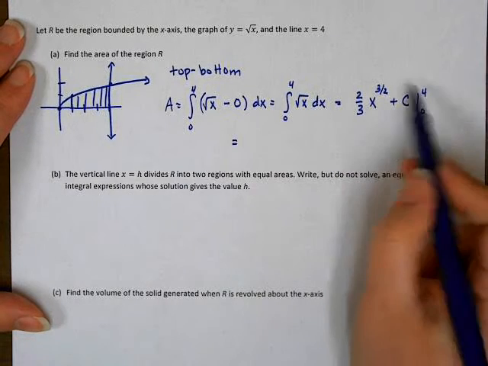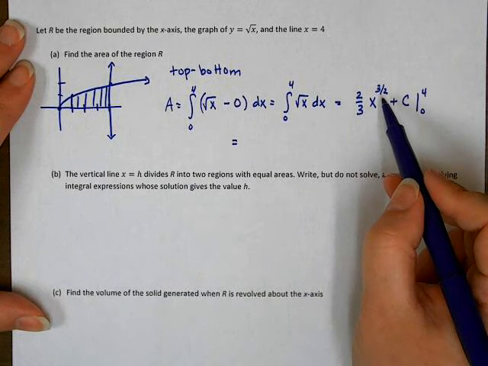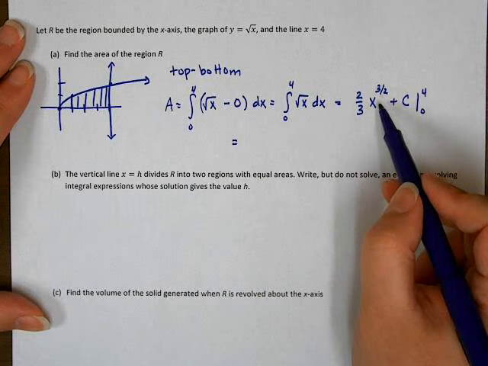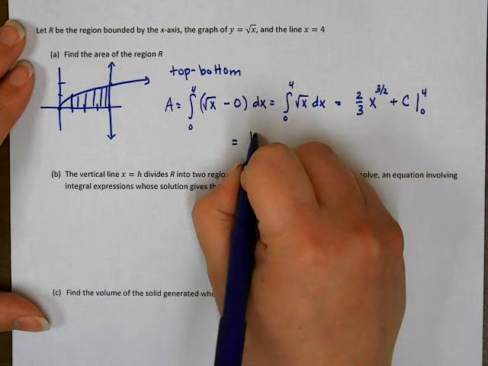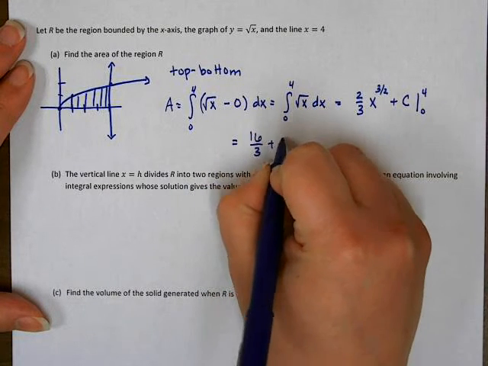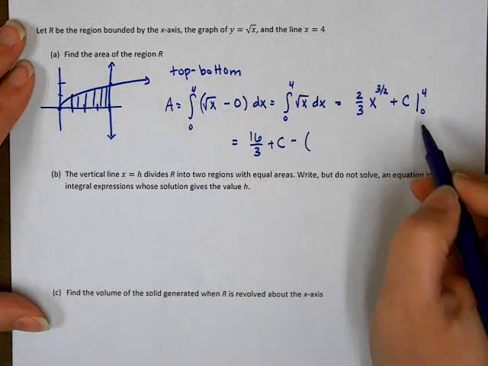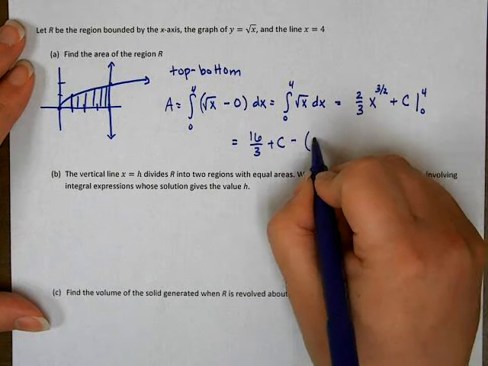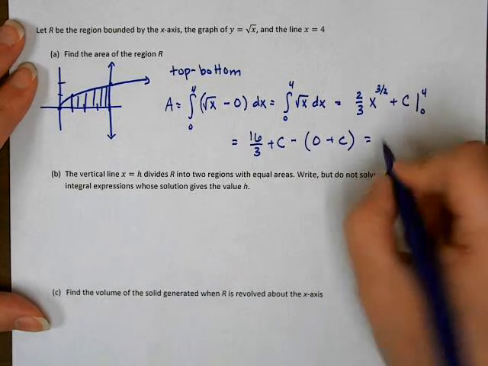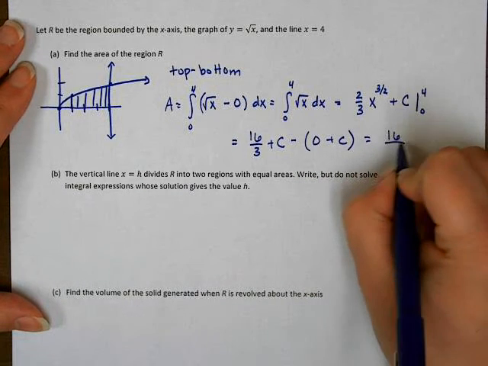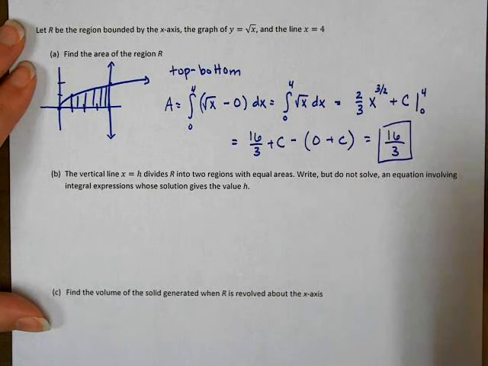So if I plug in 4, let's see, 4 to the 3/2. The square root of 4 is 2. 2 cubed is 8, times 2/3 gives me 16/3, plus c, minus, if I plug in 0, I would end up getting 0, plus c, and I know the c's will end up canceling, so I get that the area of that region is 16/3.